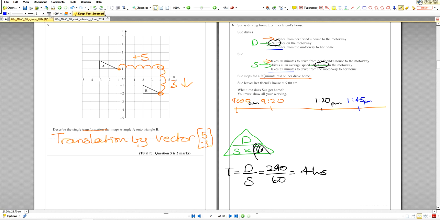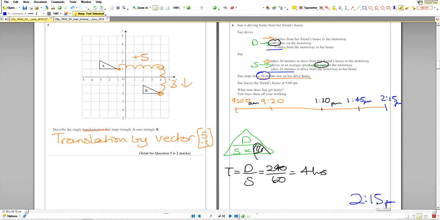Okay, and last but not least, it said that she stopped for 30 minutes. So let's add 30 minutes on now. So what's 145 add another 30 minutes? 2:15. Okay, so what is the final answer? 2:15. 2:15 p.m.